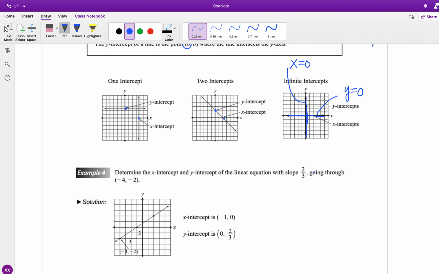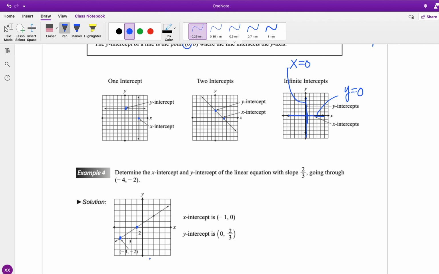Okay, now here we go again. Determine the x-intercept and y-intercept of the line with this slope and going through this point. Let's first of all draw this graph. We locate -4 and -2, so it's right here. And the slope is 2 over 3. Go up 2 and over 3, and so this here. So then you can graph this.